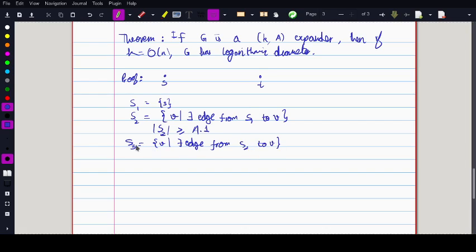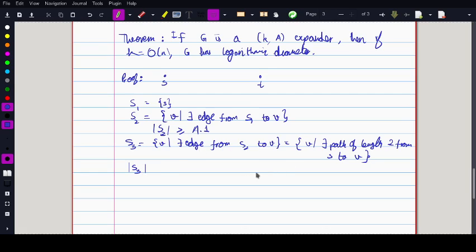So notice what this means. Equivalently, this can be written as the set of all vertices V such that there exists a path of length 2 from S to V, where by length I mean the number of edges. And similarly, this would be the set of all vertices such that there exists a path of length 1 from S to V.